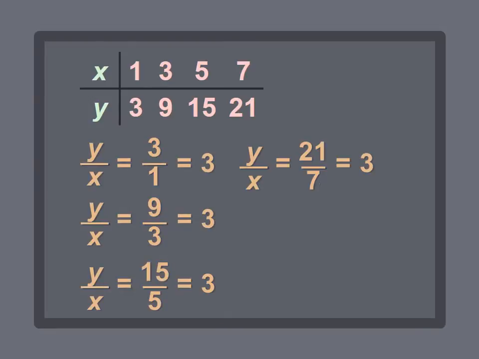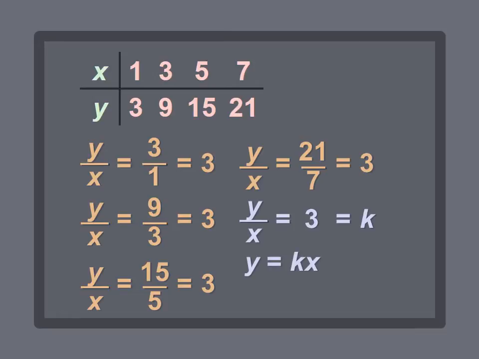So here we go. This is showing the work. We did y over x for each and every ordered pair, and every time we got the number 3. So our k value, our constant of variation, would be 3.